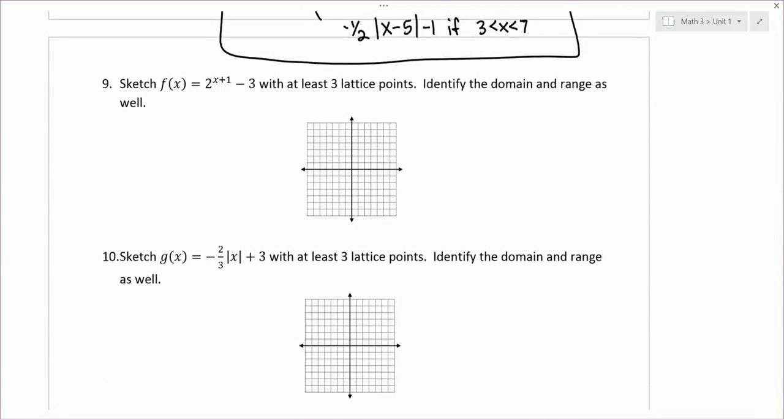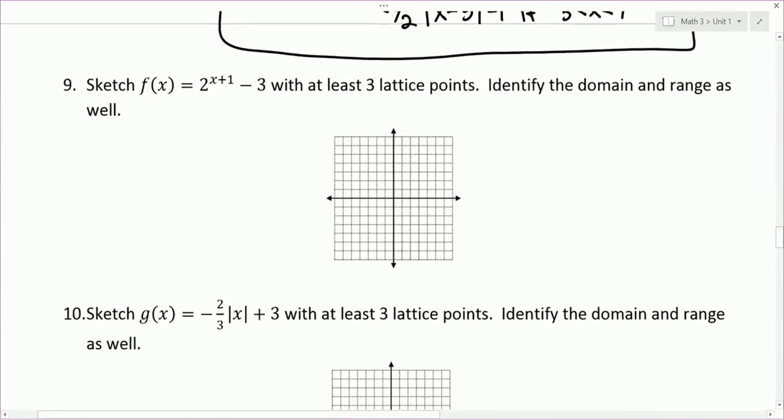Number 9. We have an exponential function that we want to sketch with at least 3 lattice points. A lattice point is a point that has an integer x coordinate and an integer y coordinate. So it's going to go where you have those little lines crossing. And then we also want to identify the domain and range. So the parent graph of all exponential functions goes through the point 0, 1. This particular function, f of x, has been translated left 1 and down 3.